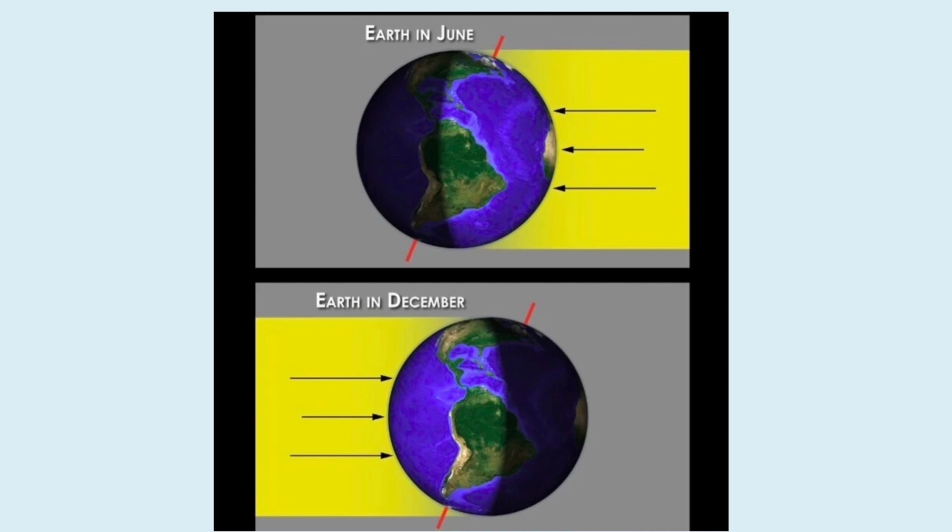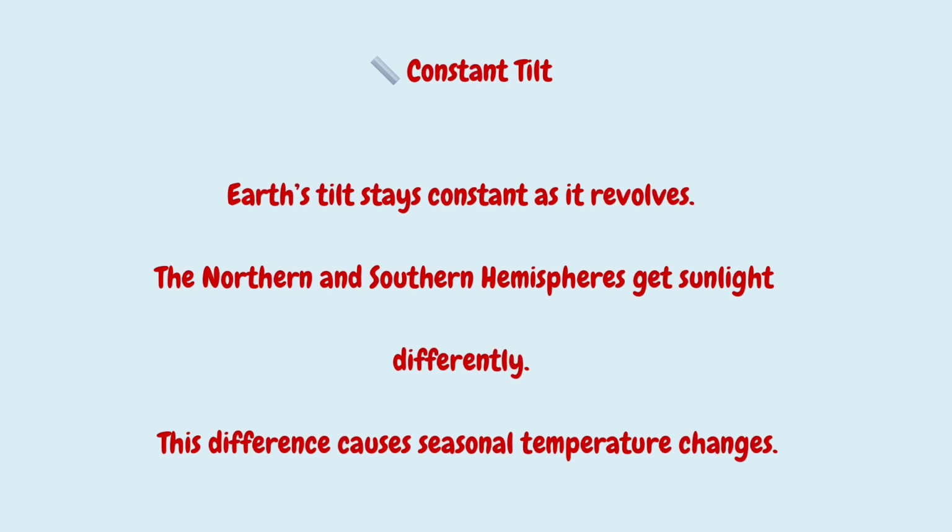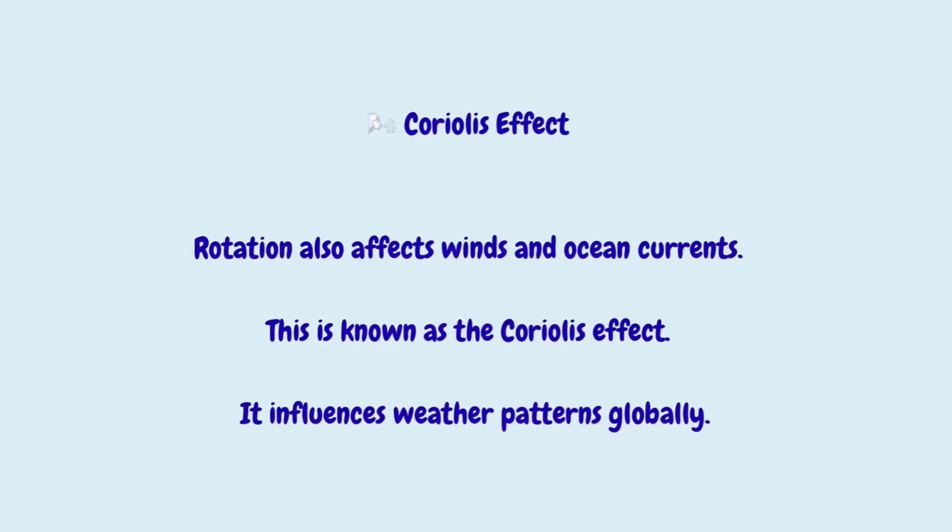Okay, now what is a constant tilt? We know earth's tilt stays constant as it revolves. So the northern and southern hemispheres get sunlight differently. This difference causes the seasonal temperature changes. Now we will talk about the Coriolis effect. Rotation also affects winds and ocean currents. This is known as the Coriolis effect, and it influences weather patterns globally.